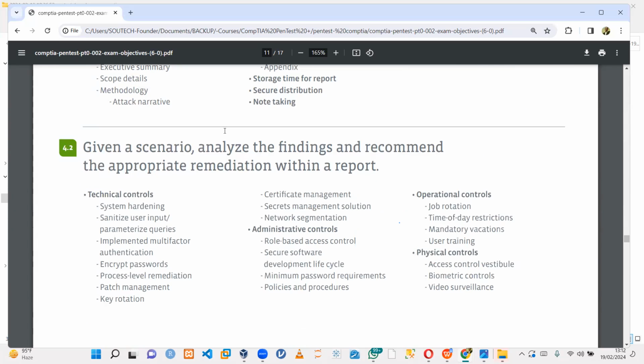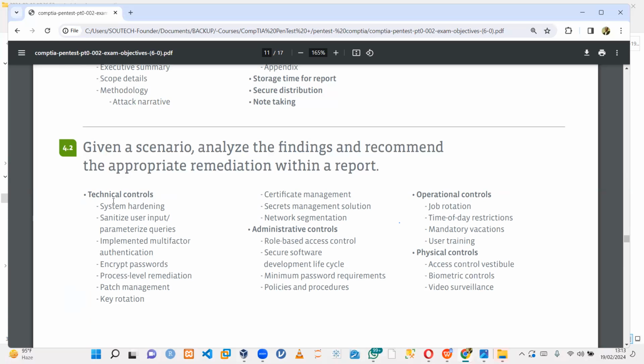Now here we're going to be looking at, if we have a scenario, can we analyze the findings and recommend the appropriate remediation within a report? Every report is going to have this. You don't just do penetration testing or a vulnerability assessment and throw the documents at them without telling them what we found out, what we're going to do, or what your solution is going to be. Most of the time, even when the scope does not involve a great deal of fixing, you should give a bird's-eye view, an overview of what needs to be done, give or take. Some of them are going to be what we call security controls.